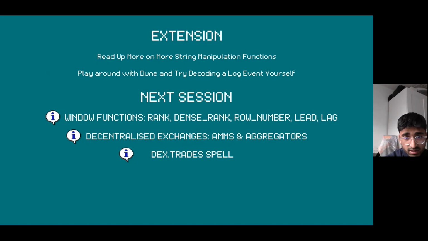And next session, we're going to be talking about decentralized exchange data. I will also introduce a few new SQL concepts, like window functions. So you have rank, dense rank, row number, lead, lag. These are quite useful, especially with moving averages and stuff like that. We'll also explain the concept of decentralized exchanges, so what automated market makers are and what aggregators are. And again, like I mentioned, we'll be going through the spell that is dex.trades.